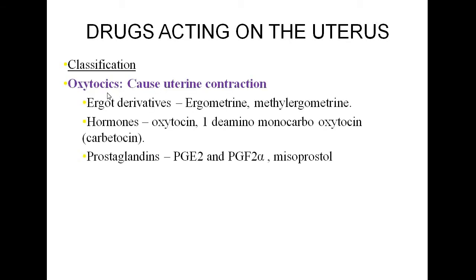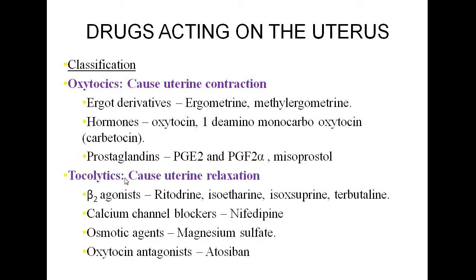The first group are called the oxytocics because they mimic the actions of oxytocin, that is, these drugs cause uterine contraction. In this group, we have the ergot alkaloids, ergometrin and methyl ergometrin. Then the hormones, we have oxytocin, 1-deamino-oxytocin, also called carbetocin, and the prostaglandins, PGE2 and PGF2 alpha, along with misoprostol. So oxytocics are drugs which cause uterine contraction.